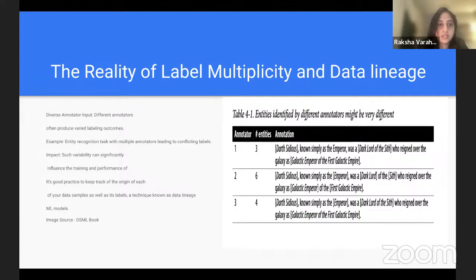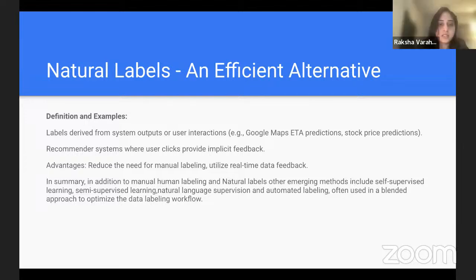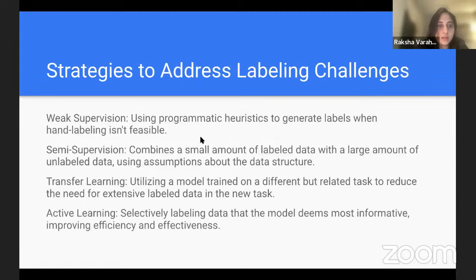Can we go to the next slide? Machine data lineage is a technique. Yeah, like it says, it's a technique known as data lineage. Yeah, talking about the strategies to address the, can you go to the previous slide? I guess we missed one.